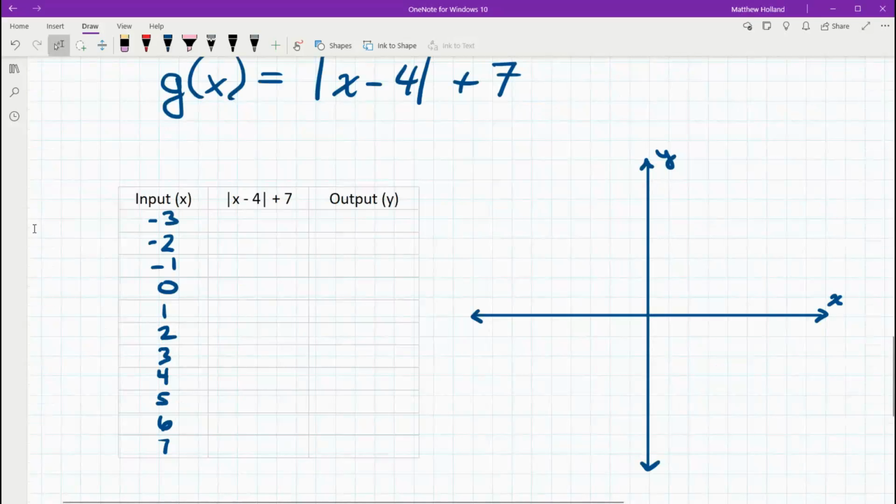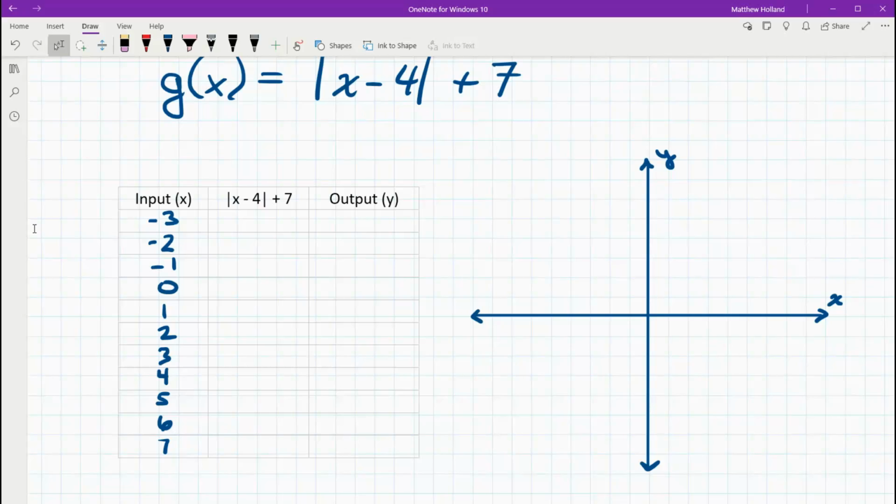Okay, so this is what I'm going to ask you guys to do on your own. I'm going to help you get started a little bit, and then I'm going to send you off on your own to finish filling in this table and then graphing it. So maybe I'll do the first 3 or 4 points for you, and then you're going to finish it up on your own. We're graphing this function that says g of x equals absolute value of x minus 4 plus 7.